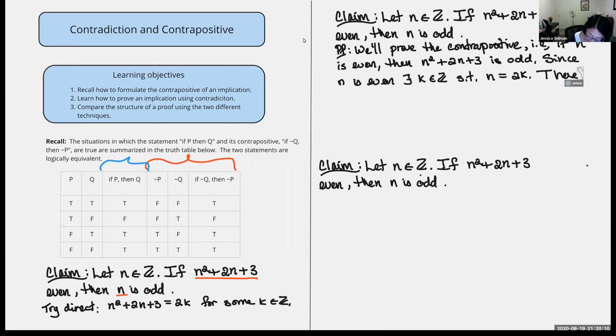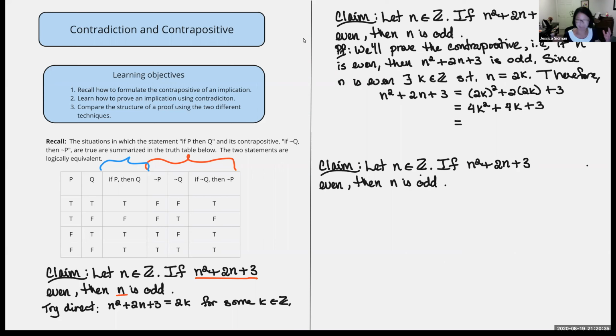Therefore, when we look at n squared plus 2n plus 3, that's equal to the quantity 2k squared plus 2 times 2k plus 3, which is 4k squared plus 4k plus 3. And now I have to remember, I've done some algebra, I've simplified things. What conclusion am I trying to draw? I'm trying to draw the conclusion that n squared plus 2n plus 3 is odd. So I want to write it as 2 times an integer plus 1.